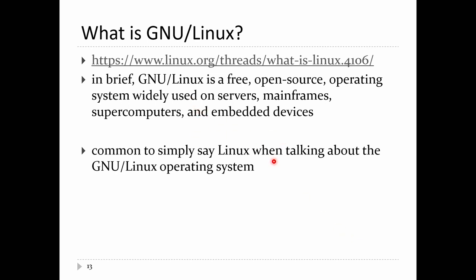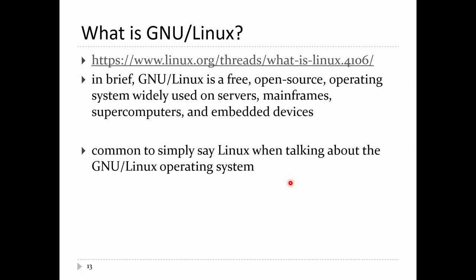But in brief, GNU Linux is free and open source, meaning anybody can look at the source code. It's a free open source operating system. It's widely used on servers, the infrastructure that runs the internet, and mainframes, the infrastructure that runs lots of big business. It's also used in supercomputers and embedded devices. Little things like that clock, for example, would be an embedded device. Somewhere in that clock, there's a CPU of some kind. Is it running Linux? I have no idea, but lots of little devices are running some form of embedded Linux.